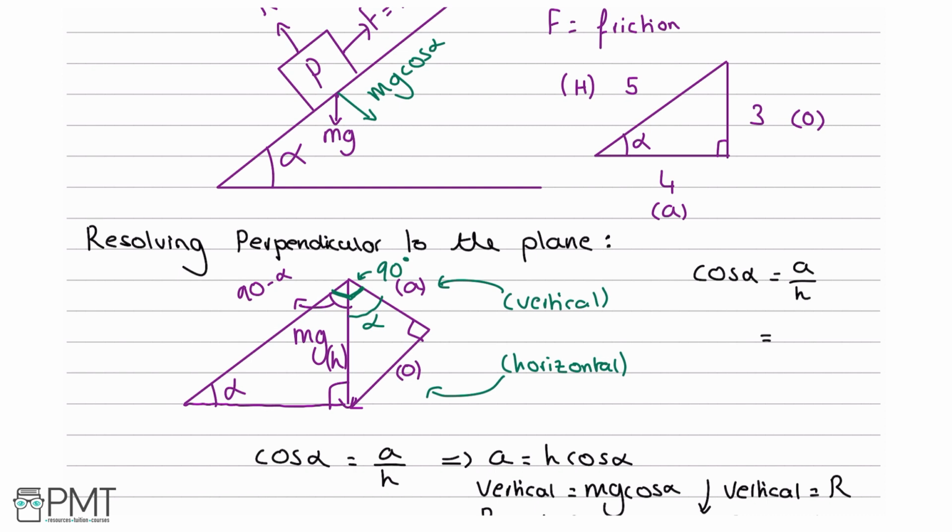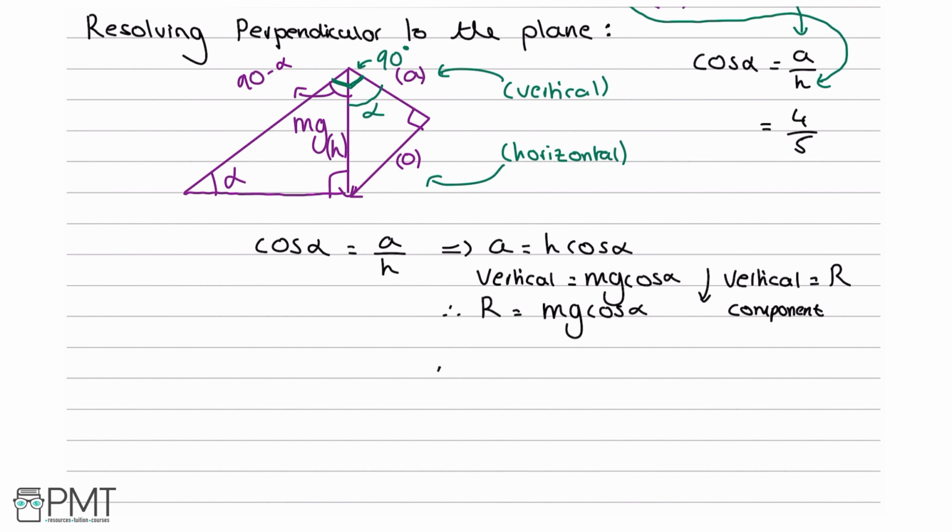So our adjacent is 4 and our hypotenuse is 5, like that. So this equals 4 over 5, okay? And then from here we can say that therefore R equals 4 over 5 mg. Probably put another arrow here and say using cosine alpha equals 4 over 5, just to show the examiner where you're bringing your numbers from.